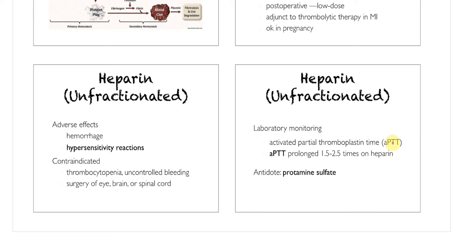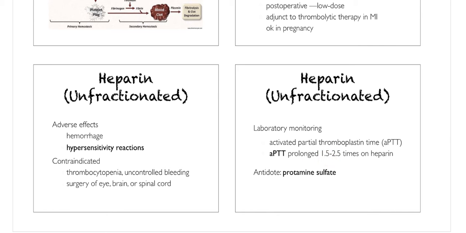APTT is specifically used for heparin, whereas PT and INR are specifically used for warfarin. Our goal here is to have a prolonged APTT time of 1.5 to 2.5 times normal when they're on heparin. If they are above this, that indicates that they have too much heparin, and we need to be on the lookout for any potential bleeding, and we may need to consider holding back medication because they're outside the reference range that we want them to be in.